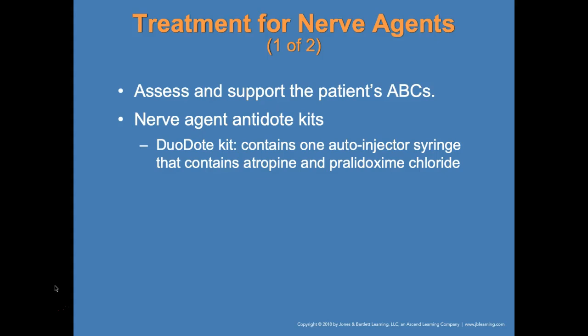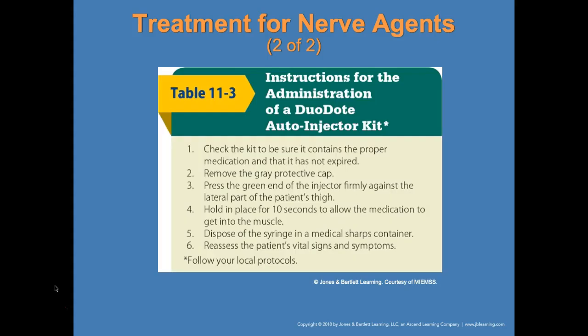Nerve agent antidote kits, they are available. Some services still use them, not always. They're an auto injector like that epi injector that we talked about in injections with the bites and stings. Contains atropine and pralidoxime chloride, 2-PAM chloride. So if you have access to that, and this is all going to be based on your local protocols, your medical direction.